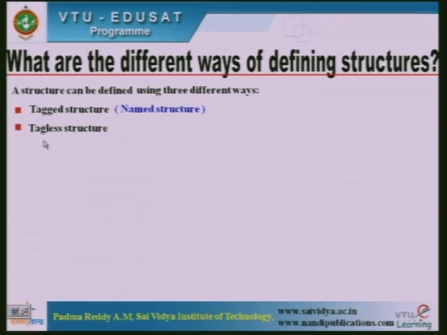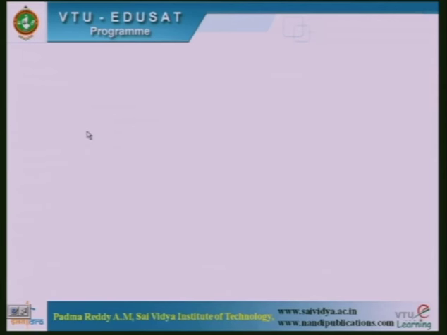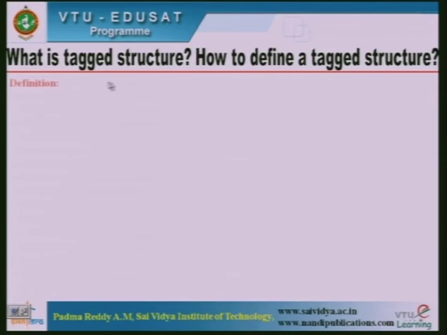And the second one is tagless. There is no tag. That means there is no name associated with the structure. So, we say it is a nameless structure or unnamed structure. And finally, we have the type defined structure. This type defined structure can be a named structure or a nameless structure also. We will see each method one by one. Now, first let us concentrate on what a tagged structure is and how to define a tagged structure.